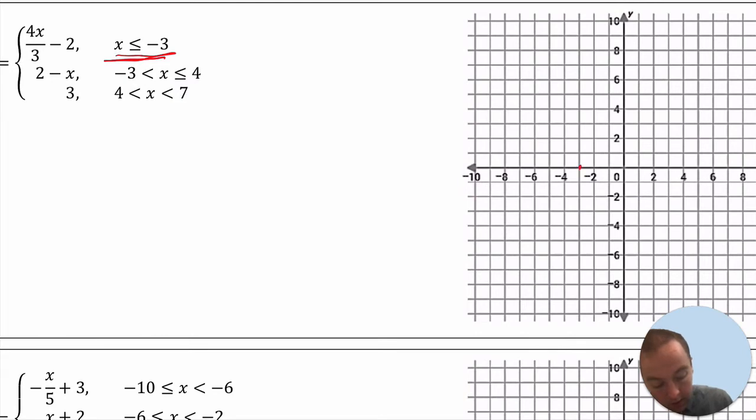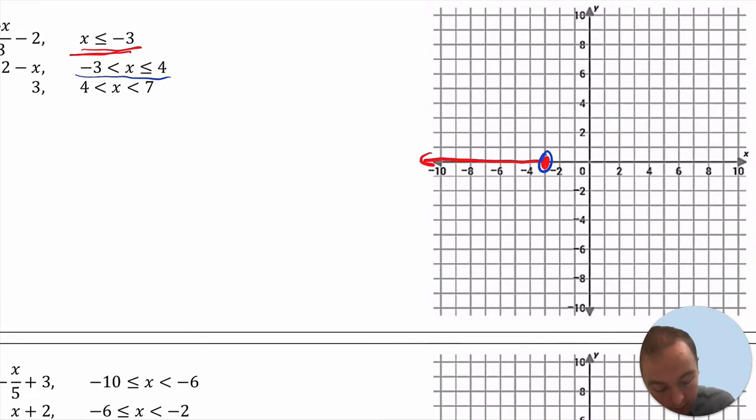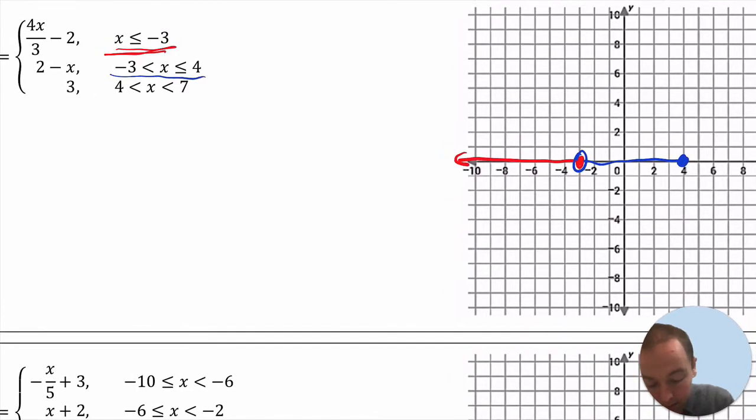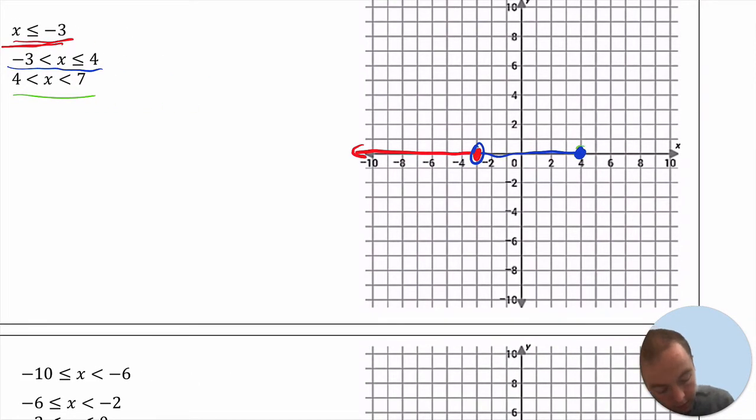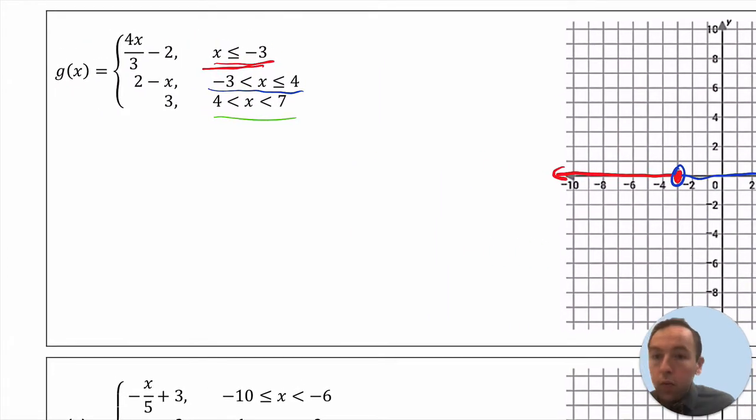So from here and below on the x-axis is where we're going to have 4/3 x minus 2 equal to y. And then the next part that we have right here is between -3, excluding it though, all the way up to 4. That's going to be where we have 2 minus x equals y. And then finally, between 4 and 7 exclusive. So from there to there is where we're going to have that last part where y equals 3.